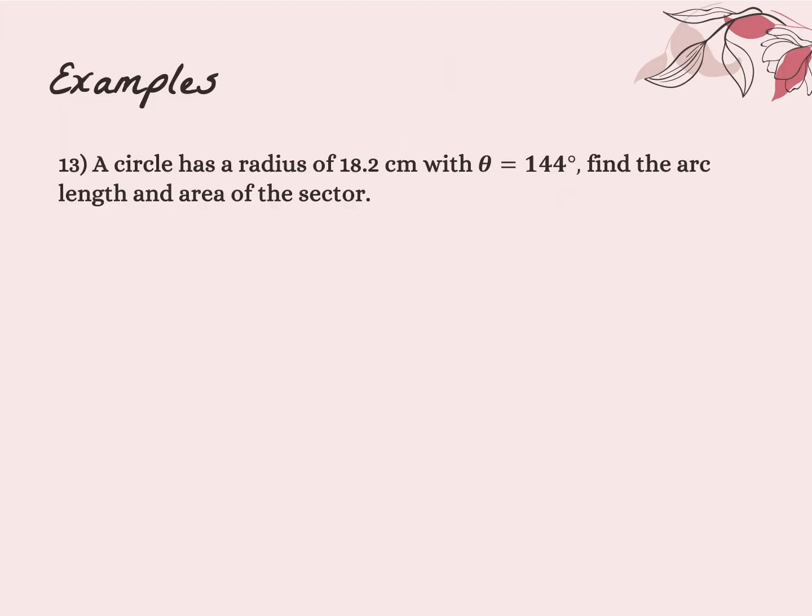Now this one is asking us for the same information, except it gives us that theta is in degrees. So now I want to first convert it to radians, right? Because our formula only makes sense in radians. So I'm going to say that this is 144 degrees times pi over 180. Then simplify this as much as you can. That should get you 4 pi over 5. So now I have 4 pi over 5 as my angle in radians.